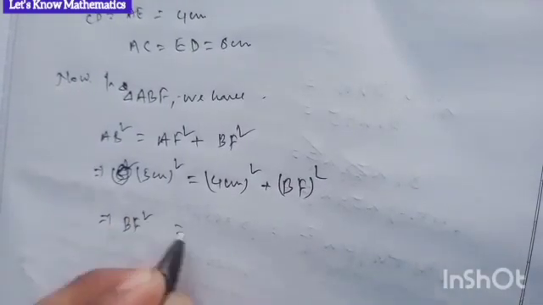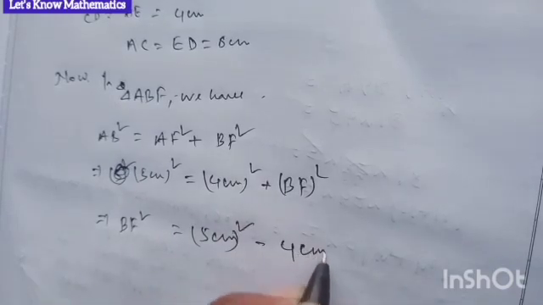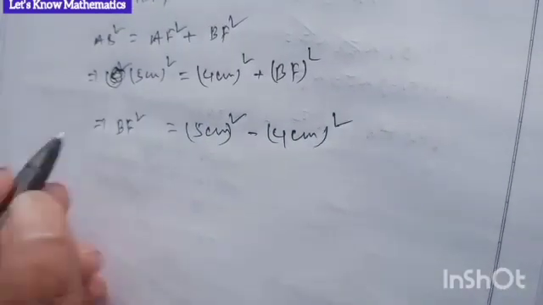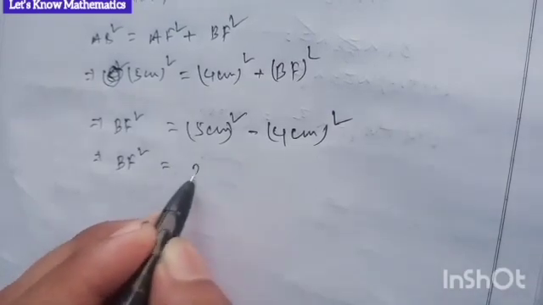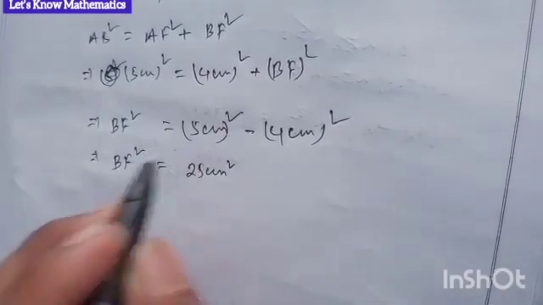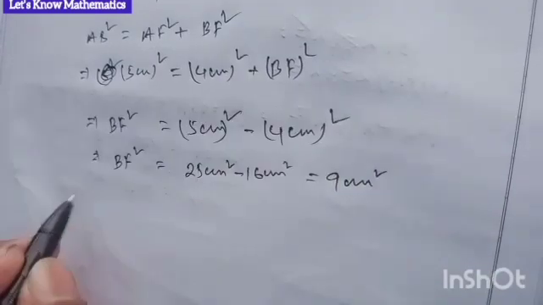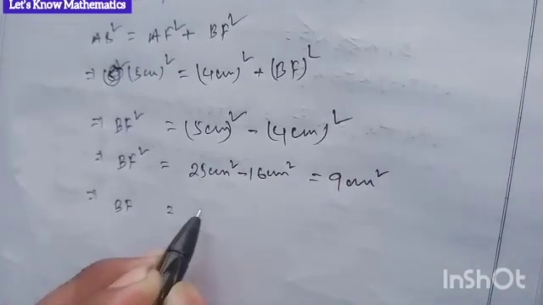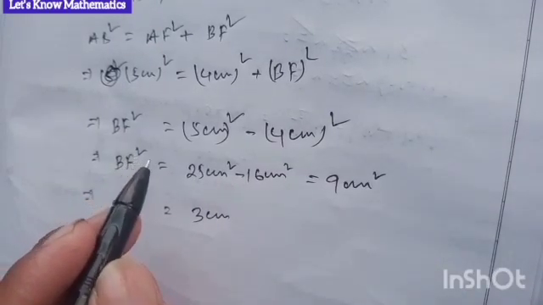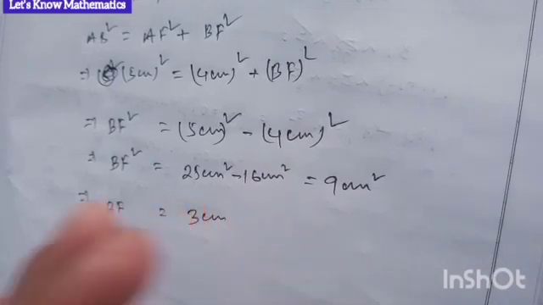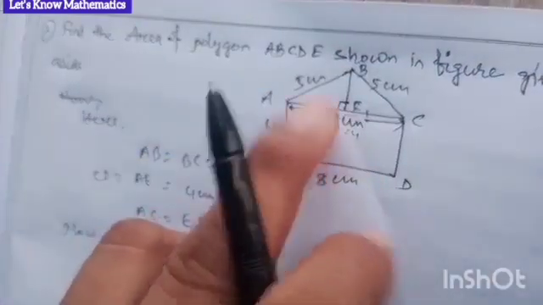So BF square is equal to 5 cm square minus 4 cm square. Then BF square is equal to 25 cm square minus 16 cm square, that means 9 cm square. So BF means 3 cm. If we remove the square sign, we have to put the root sign, and then we will get 3 cm. That means the height of the triangle is 3 cm.